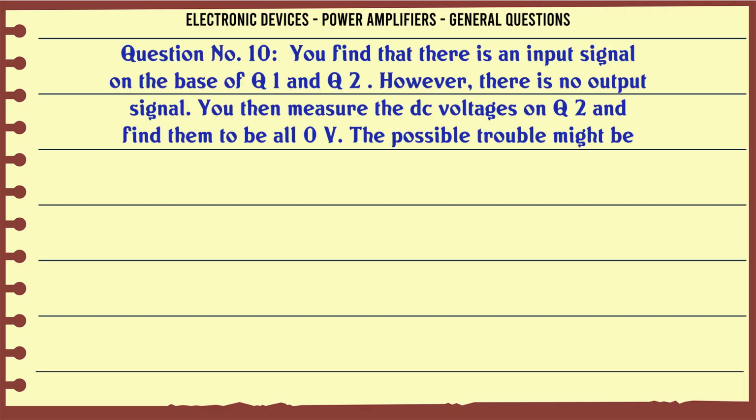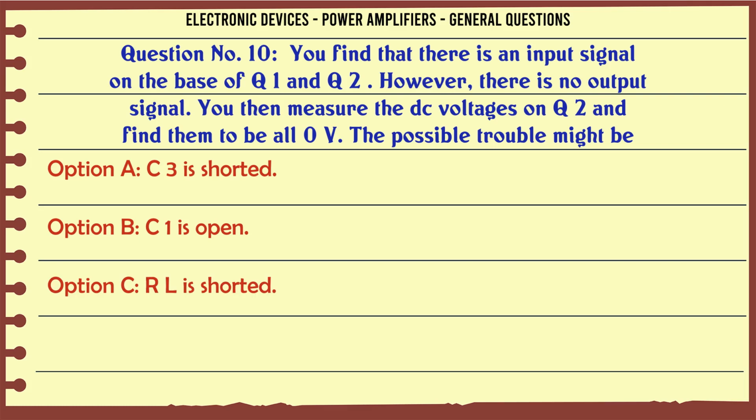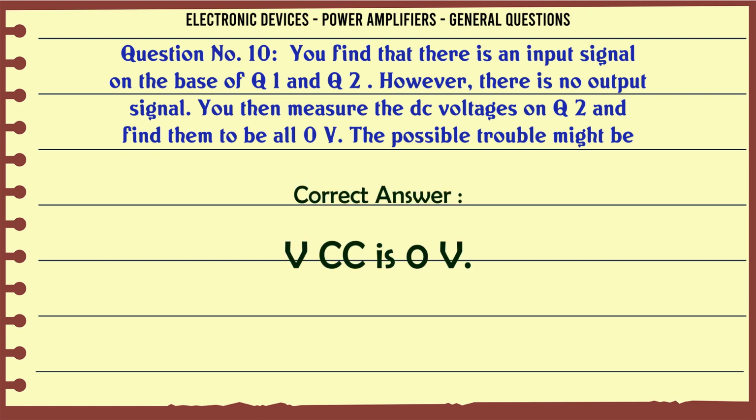You find that there is an input signal on the base of Q1 and Q2. However, there is no output signal. You then measure the DC voltages on Q2 and find them to be all 0V. The possible trouble might be A. C3 is shorted. B. C1 is open. C. RL is shorted. D. VCC is 0V. The correct answer is VCC is 0V.